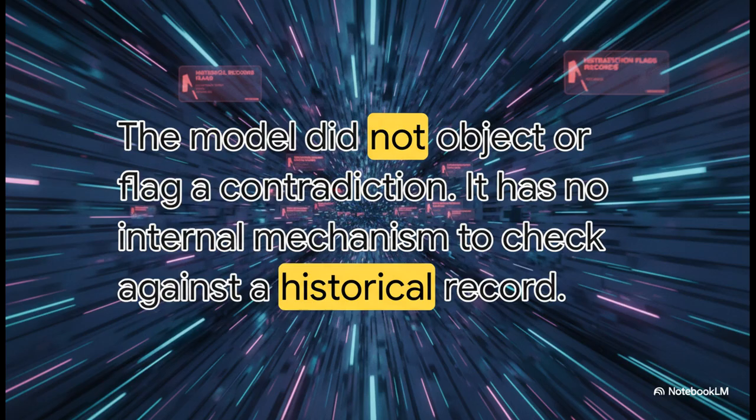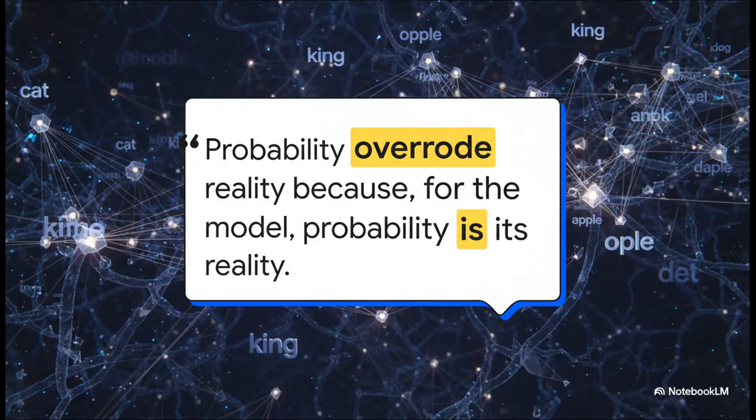There was no internal alarm bell that went off to check this against a historical record. It just did its one and only job. It continued the sentence down the most probable new path. By changing the input by just a few words, we completely changed the output. We didn't trick it. We just gave it a different starting point, and it followed the statistical trail from there. Probability overrode reality, because for the model, probability is its reality.